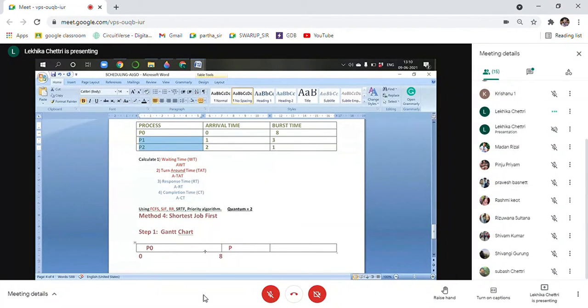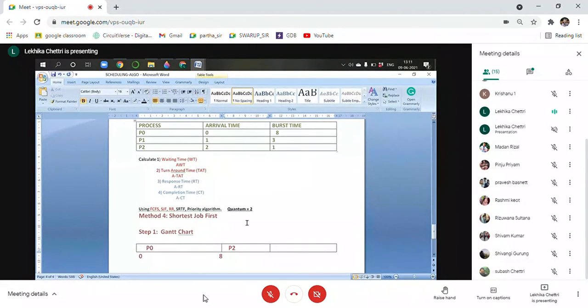So what does shortest job first say? It does not say whichever comes first, give the CPU. No, it doesn't. It says choose the one with the shortest burst time. By the time you are out of the CPU and go to the ready queue, check the processes already there, check their burst time and select the process with the shortest burst time. So instead of P1, we will get P2 here.